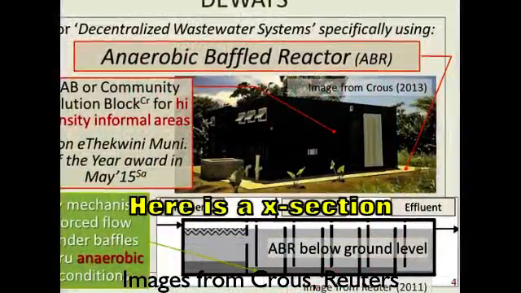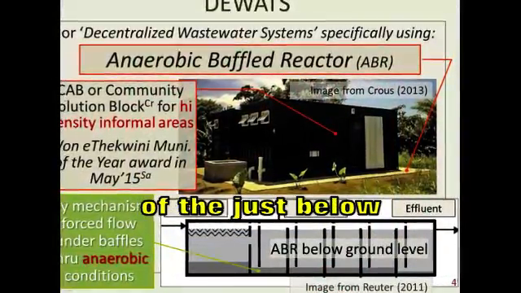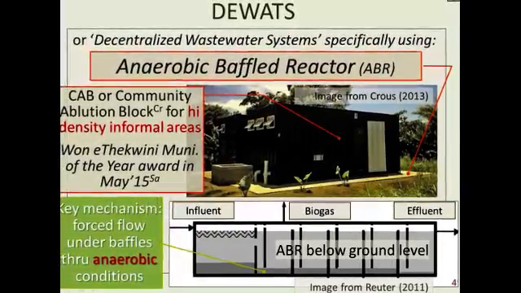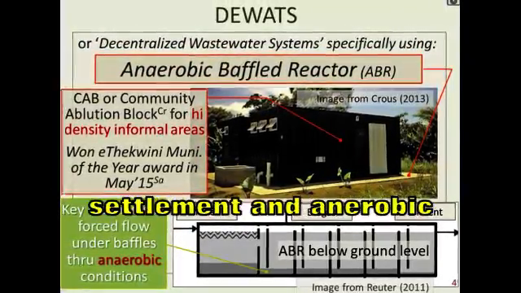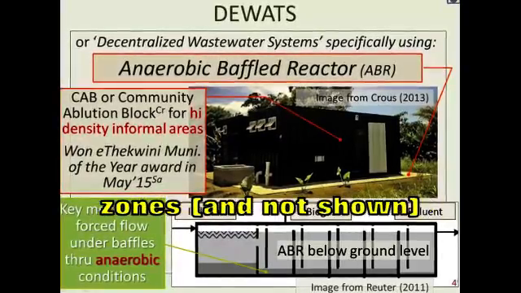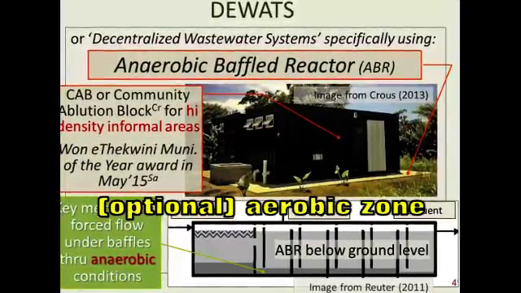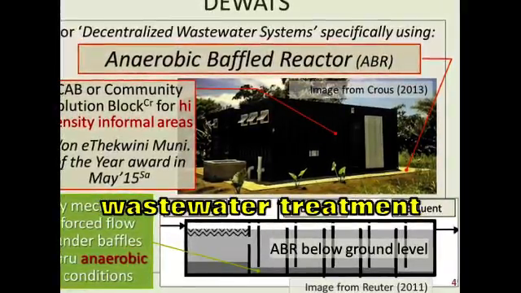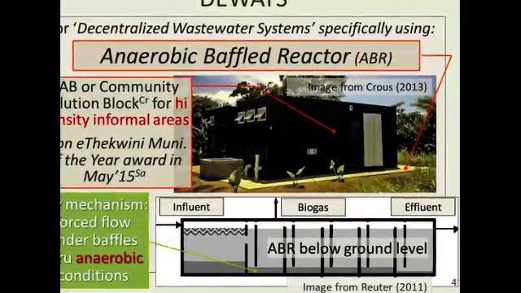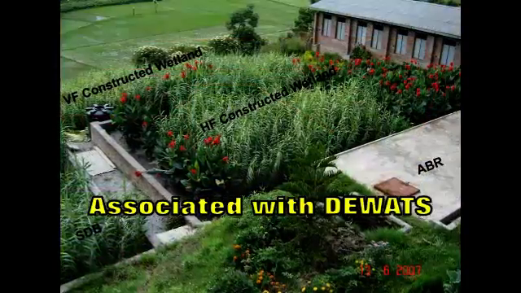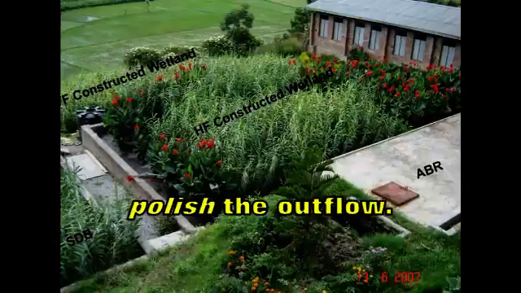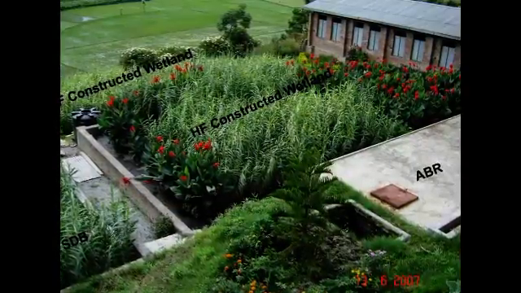Here is a cross-section of the just below the ground level box of a DWATS setup. Note for now the settlement and anaerobic zones, and not shown but optional aerobic zone as typically found in wastewater treatment works. Associated with DWATS is typically a constructed wetland that would polish the outflow.